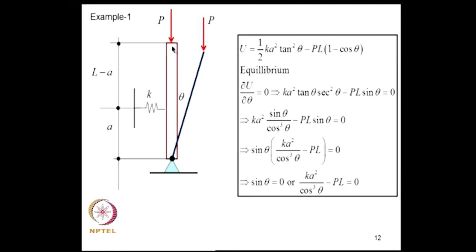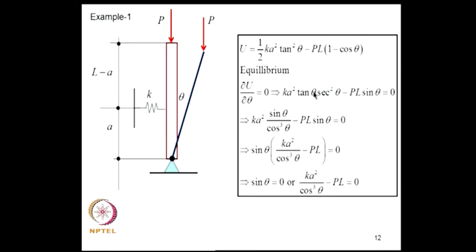If a neighboring equilibrium position exists, then the potential is half K A square tan square theta minus PL into 1 minus cos theta. This K A square tan square theta is the strain energy stored here. Now, theta is a generalized coordinate, so there is only one generalized coordinate. For equilibrium, dou u by dou theta must be equal to 0. So, you differentiate this with respect to theta, and I get K A square tan theta secant square theta minus PL sin theta must be equal to 0.